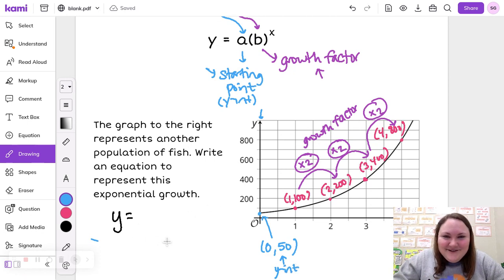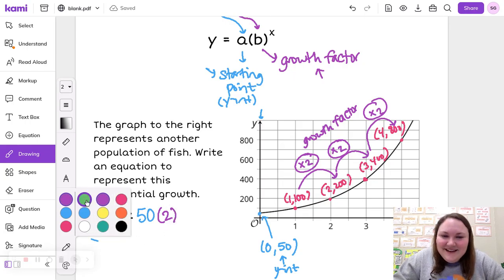Go ahead, pause the video here and try writing that equation now. Our equation would be we are starting at 50, we are multiplying it by 2, it's doubling, and it's doubling every year. So I've got that exponent x again.